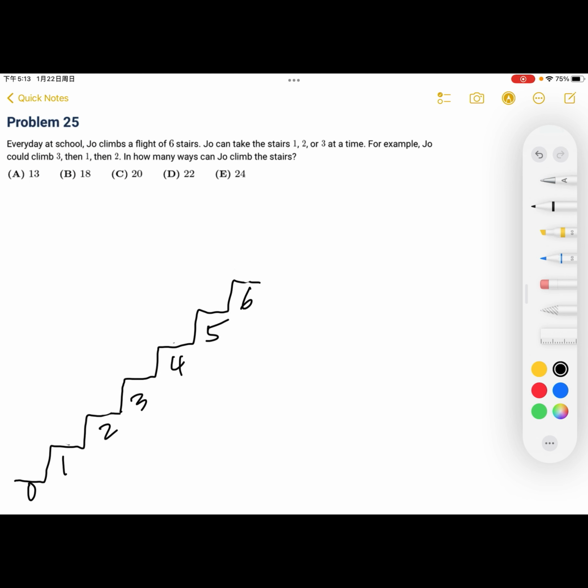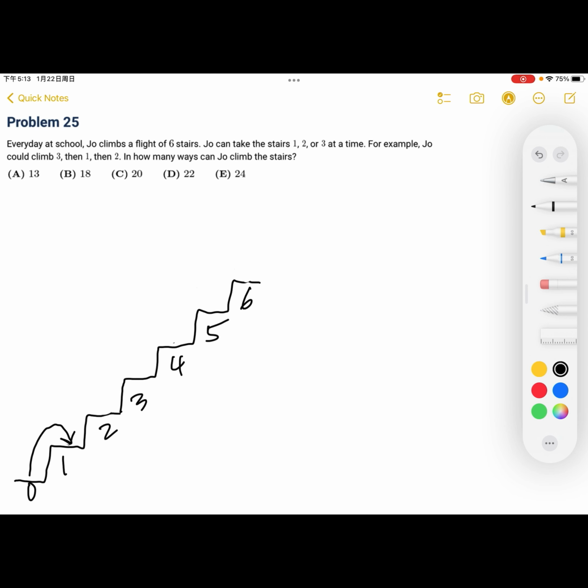Okay, problem 25. Every day at school, Joe climbs a flight of 6 stairs. Joe can take the stairs 1, 2, or 3 at a time. For example, Joe could climb 3, then 1, then 2. In how many ways can Joe climb the stairs? Okay, so we're going to start from step 1, which is ground floor. And then there's only one way to do this, from 0 to 1.